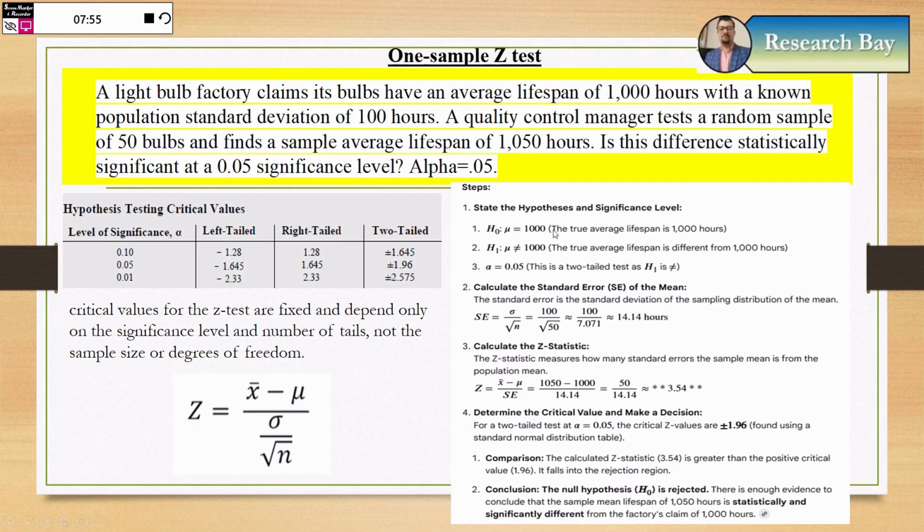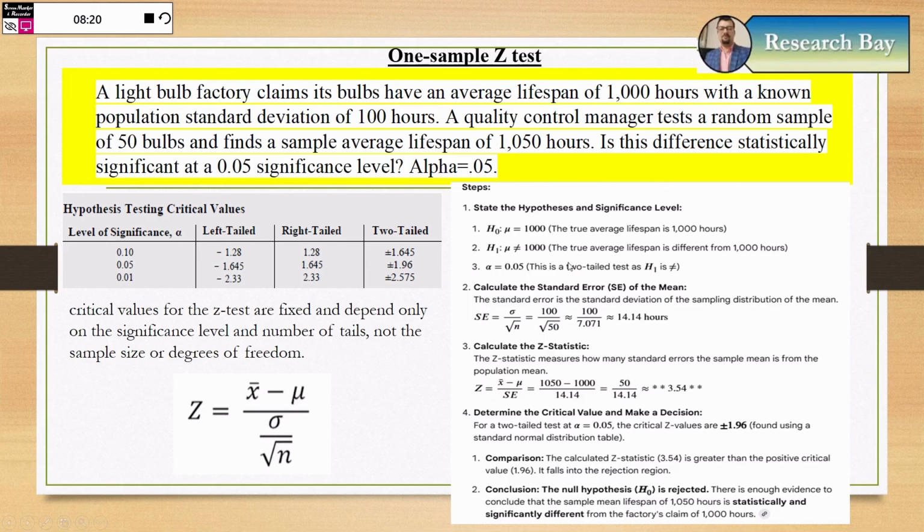So when we come to the steps, the null hypothesis is the true average lifespan is 1000 hours. That means there is no difference between the sample mean and the population mean. It is the same. The alternate hypothesis is the true average lifespan is different from 1000 hours. That means sample mean is different from population mean.